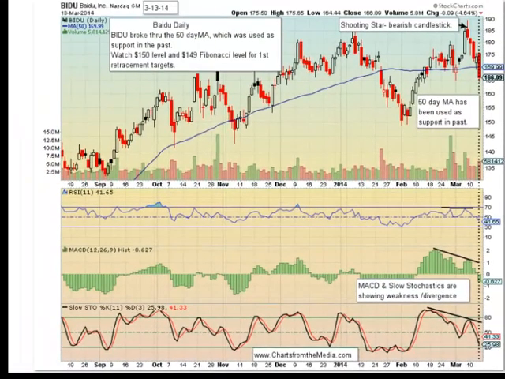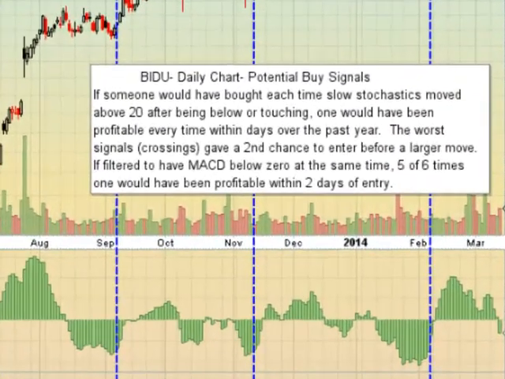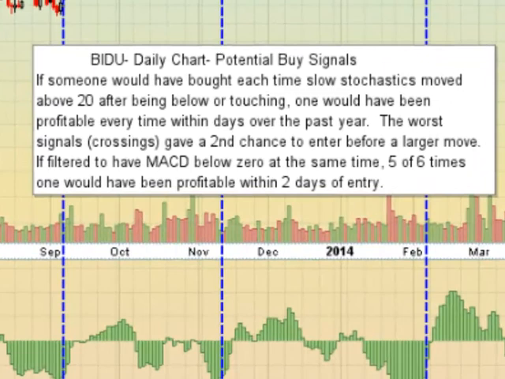For our first target, we're going to be looking at 150. The 150 level has been used in the past as support, and then that 149 is the Fibonacci retracement level. So what if you really like this stock and you're looking for places to get in? Well, the technicals have been quite consistent over the past year on giving you entry points.